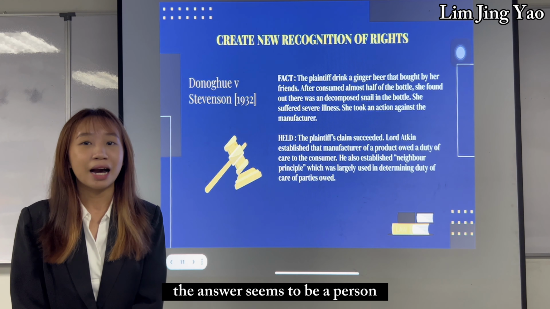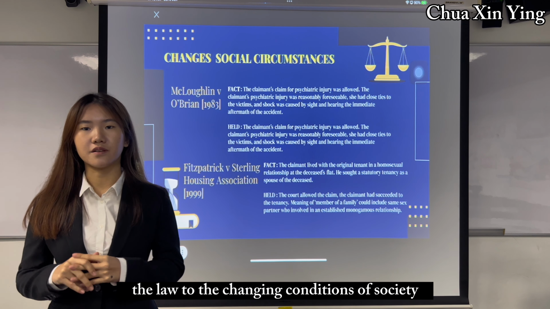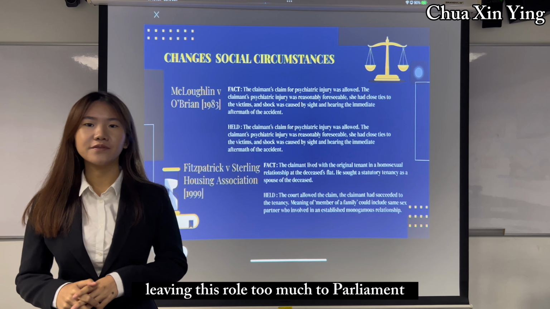I'm going to continue talking about how judges can make laws by adapting to social change. First of all, Lord Denning, in the lecture called The Need for a New Equity, argued that judges had become too timid about adapting the law to the changing conditions of society. They were, he felt, leaving this role too much to Parliament, which was too slow and cumbersome to do the job well.